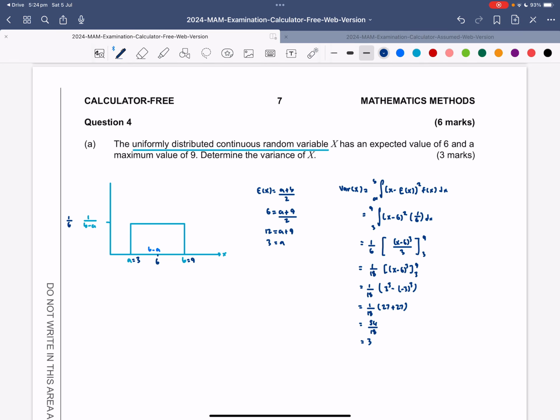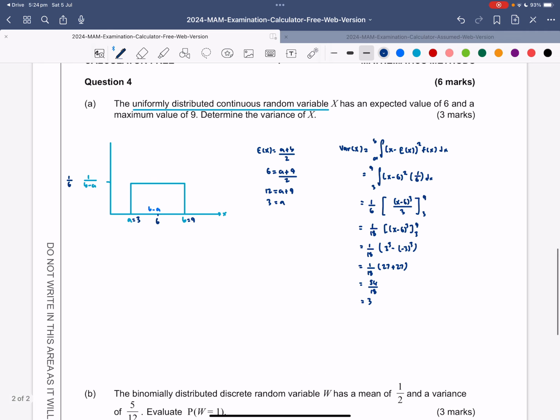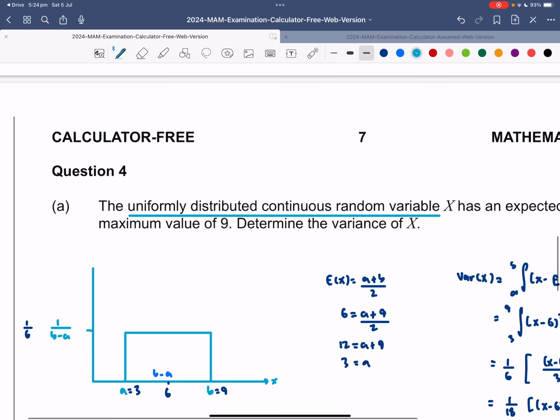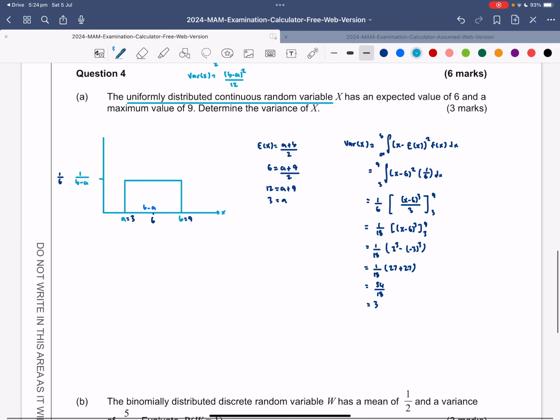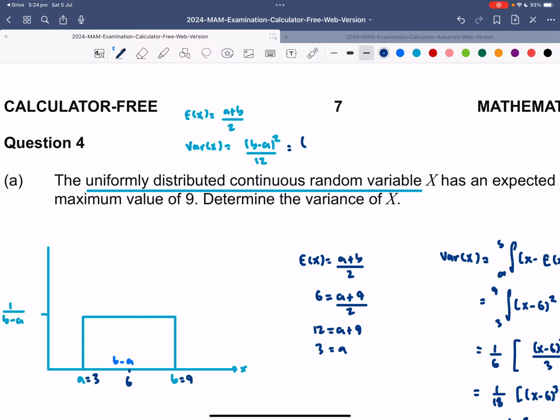Now, I'm not sure if you're allowed to use this formula, but it's a good way to double check. I know that for a uniform CRV, obviously the formula for expected value I just discussed is A plus B divided by 2. The formula for variance, which is something that I've memorized, you can actually prove it. It is B take A squared on 12. That is the formula for variance. You can't just use it straight away, but it's a good way to double check your answer. So if I did want to double check my answer and use that formula for variance, in this particular case, B was 9, A was 3, squared, divided by 12.